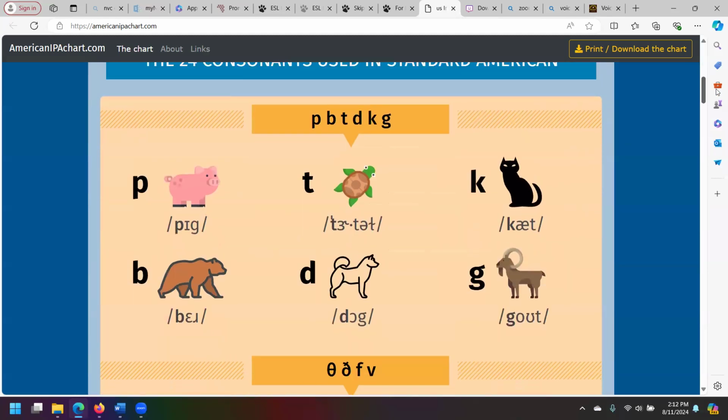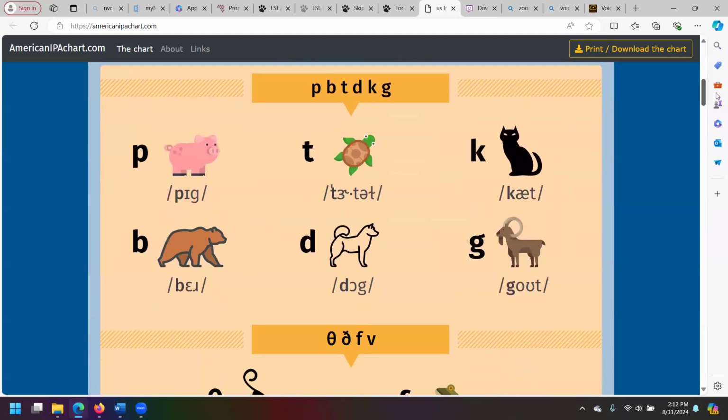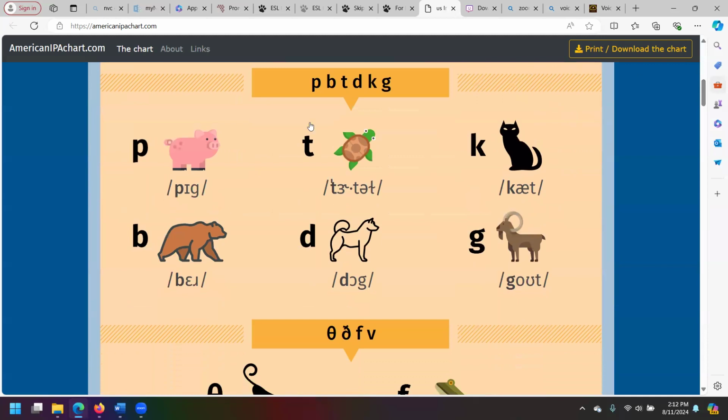So first, the 24 consonants used in standard American English. These are the letters P, B, T, D, K, and G. Those are what the letters look like. But the symbols, these are symbols for the sounds. So for example, this letter P, but the sound is huh. There you go. Listen to this. Okay. So this symbol represents the sound.